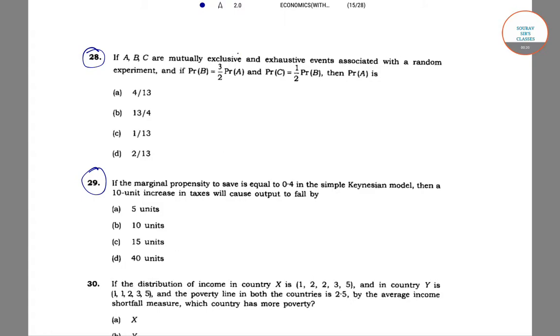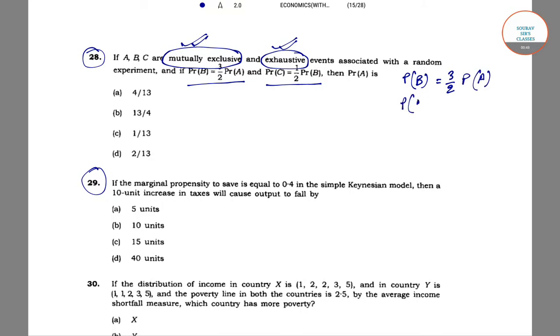Here A, B, C are mutually exclusive and exhaustive. So two important pieces of information are given here: A, B, C are mutually exclusive and exhaustive, and probability of B is equal to 3 by 2 into probability of A, and probability of C equals half of probability of B. So we will write down the given information from the question, that is probability of B is equal to 3 by 2 into probability of A, and probability of C is equal to half of probability of B.